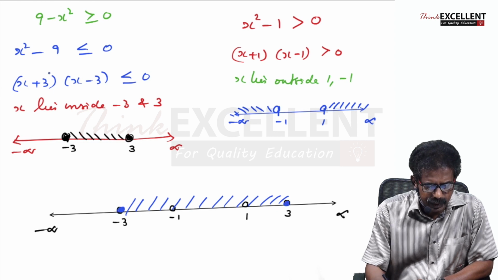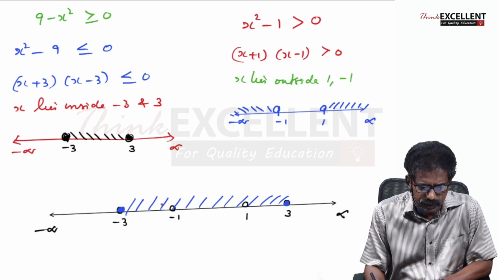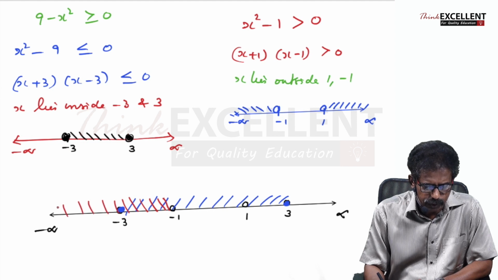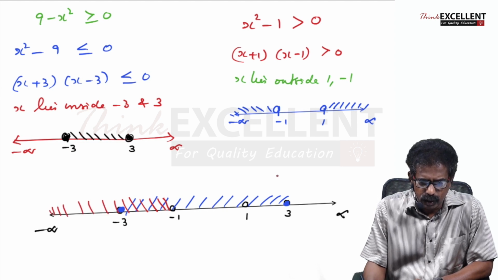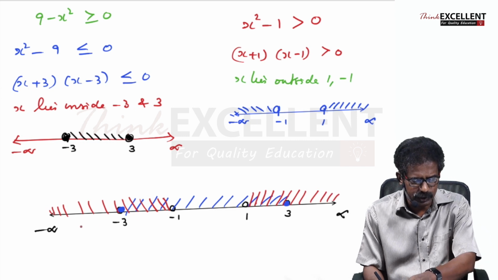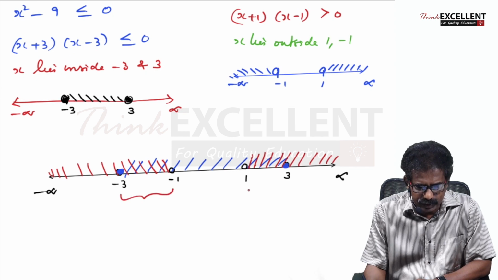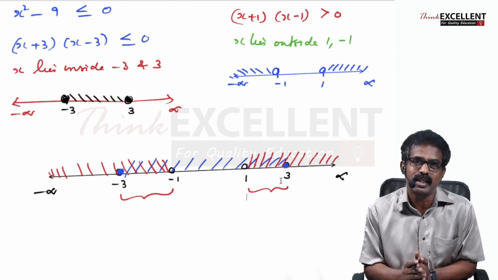For the denominator, minus 1 to minus infinity. Minus 1 is not included. Minus 1's left side. So this portion. And 1, the right of 1. 1 is not included. It's right side. So now you see which portion is common. This portion is common in both. This is also common, right? Only these two are common.